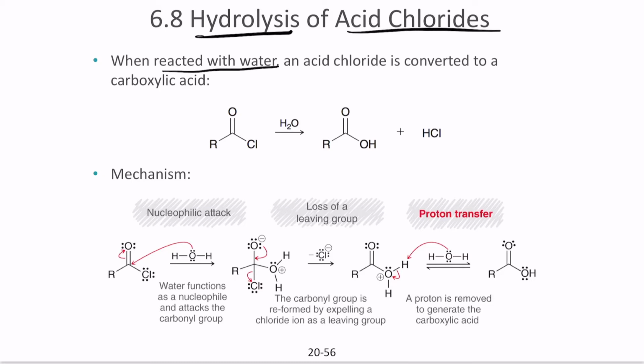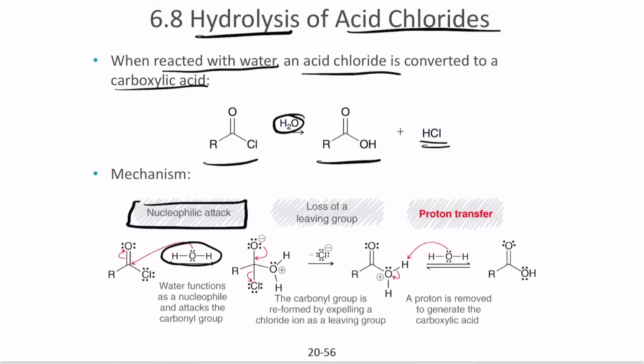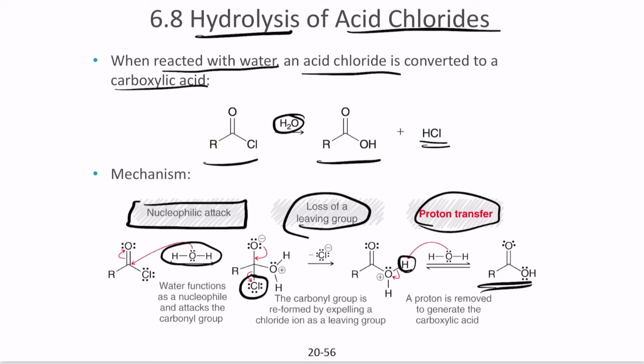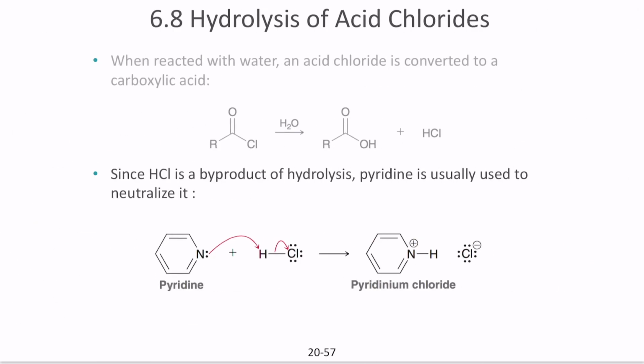So when reacted with water, an acid chloride, which is generally an unstable compound, will react with water and form carboxylic acid. So it's basically the reverse of the preparation that we talked about right now. So when you add water, an acid chloride becomes an acid back again, releasing HCl. So the mechanism involves nucleophilic attack by the water molecule, and you lose the Cl group because that's a good leaving group, and finally you undergo proton transfer where the H2O molecule will lose one of the protons, finally ending up creating the carboxylic acid. So this is the reaction that occurs.